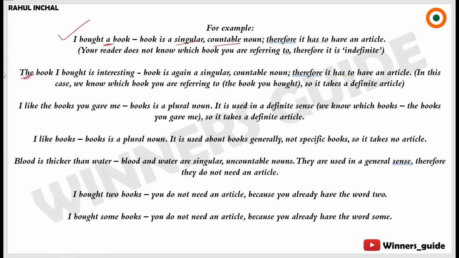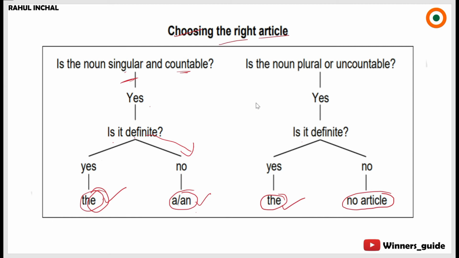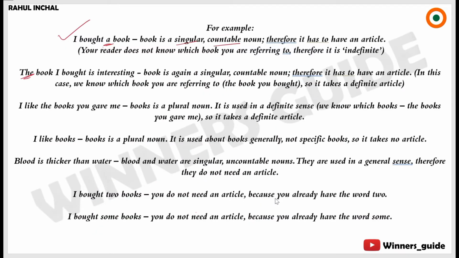Now, I like the books you gave me. Books is a plural noun. It is used in a definite sense. We know which books, right? So it takes a definite article. Now we have plural and definite. So let's see what we can use. We have plural, and yes, is it definite? Yes, we use the word the. So, I like the books you gave me. Okay.